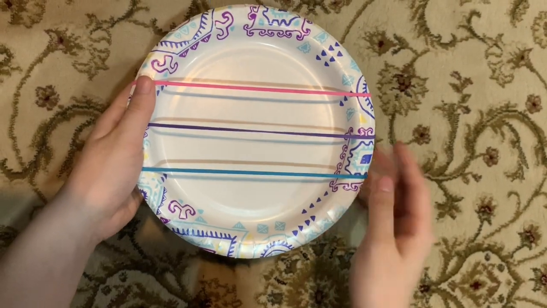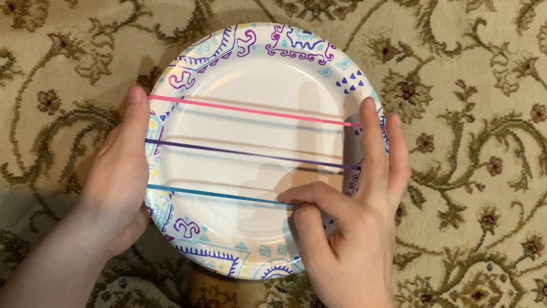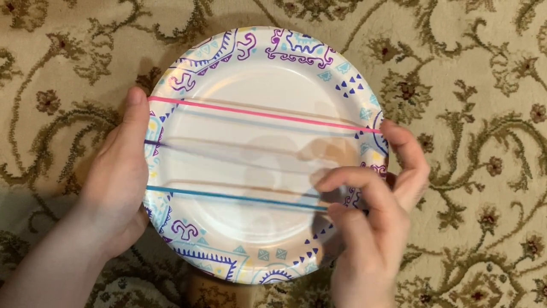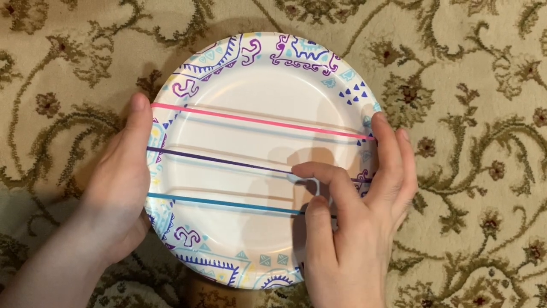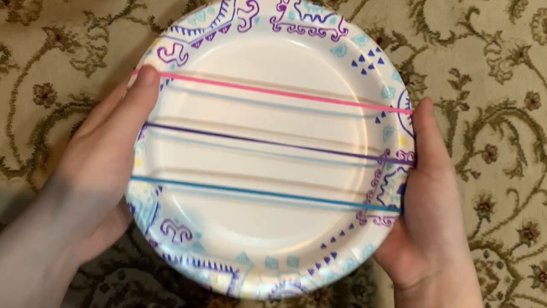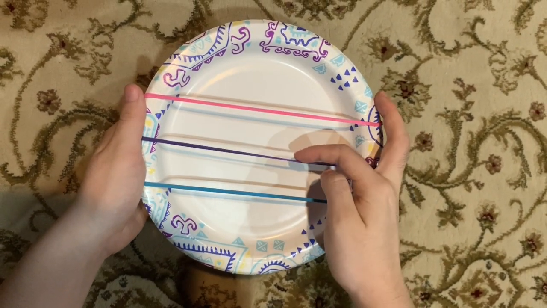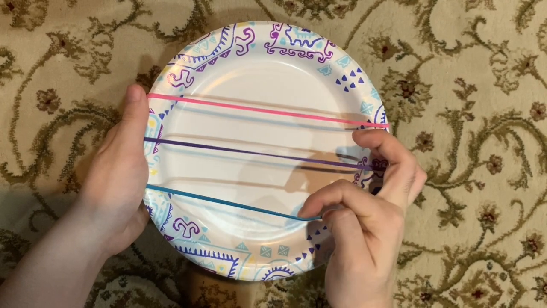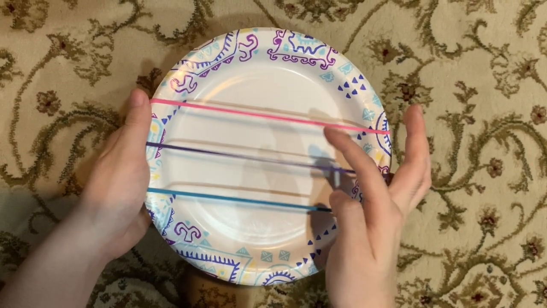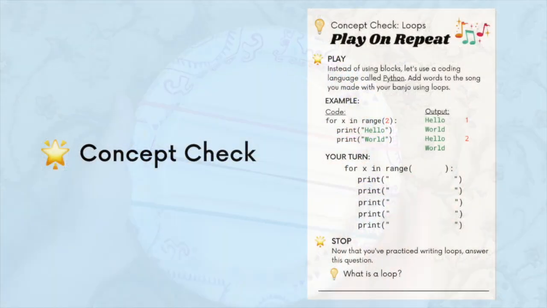Now that you're all done writing the loop, you can try it out on the instrument you made. Basically, all you have to do is follow the loop and play the strings as you wrote them. So if I wrote that I was going to play the strings A, C, B 3 times, then I would play the strings A, C, B 3 times with my instrument. Once you're all done playing the loop, try to think of other ways you can improve the loop or make it even more fancy. Now that you're all done with the activity, let's test your knowledge with the concept check.